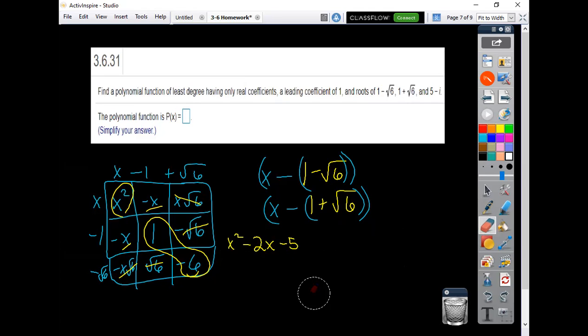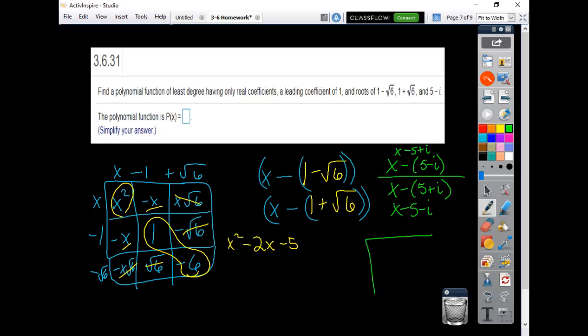Then find a polynomial of least degree. So the 5 minus i, remember the 5 minus i has to come in conjugate pairs also. So it'd be 5 plus i for the other one. And what do those make if you multiply them out? The top one would be x minus 5 plus i when you distribute that minus in, and the bottom one would be x minus 5 minus i. Okay, so those are the two that I'm doing now. x minus 5 plus i and x minus 5 minus i.